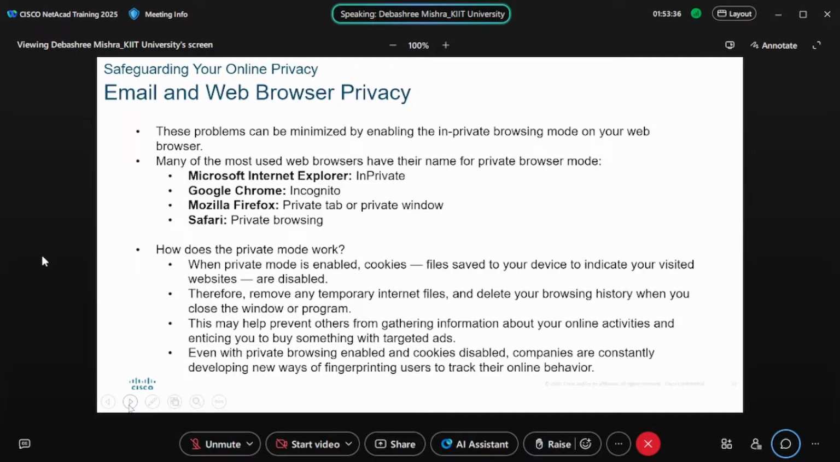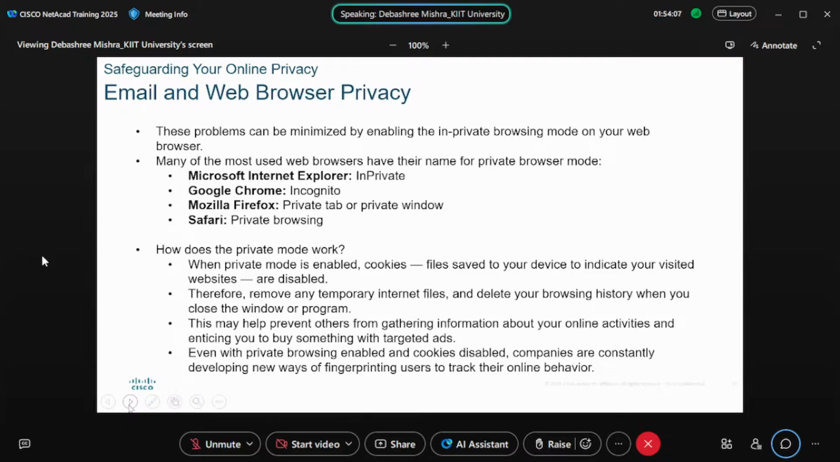Therefore, it removes any temporary internet files and deletes your browsing history whenever you close your windows or program. That basically prevents others, meaning third parties, from gathering or collecting information about your online activities. So targeted ads, or somebody trying to check your online activity, will not get any sense of it.